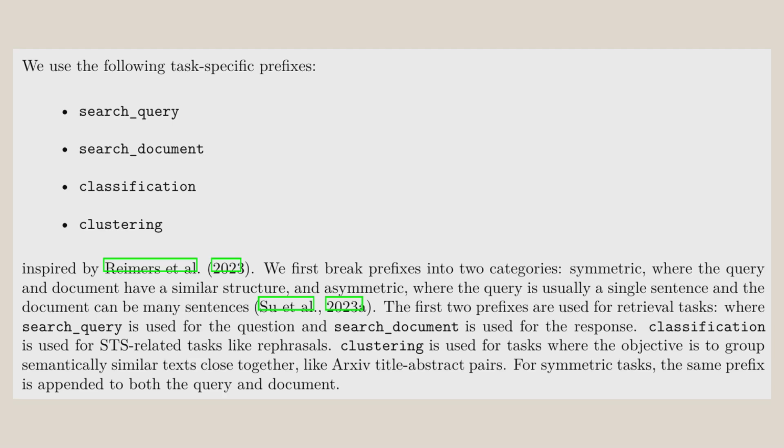So these are the 4 different task-specific prefixes they use. They have search query, search document, classification, and clustering. And they have 2 types of prefix categories. They have symmetric, where the query and document have the same structure, and asymmetric, where the query is usually a single sentence, and the document can be many sentences, such as a search query, search document. And the search query and search document pair of prefixes are used for retrieval, and then they have classification and clustering.